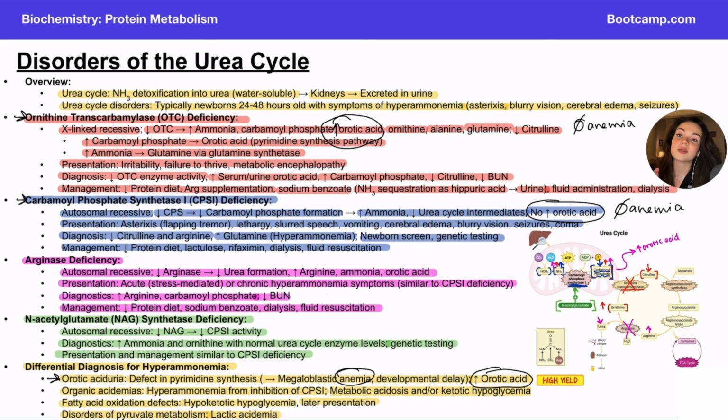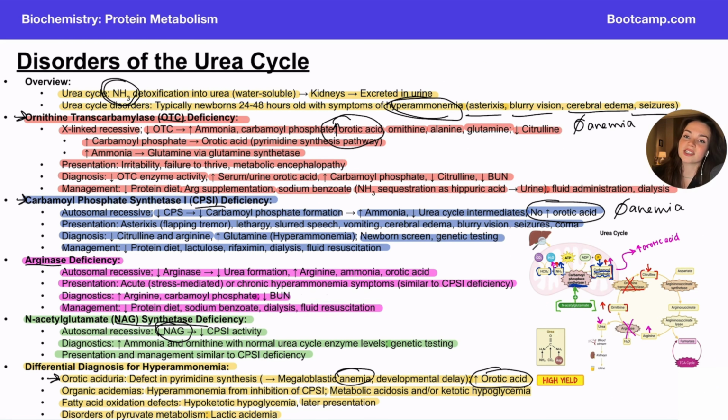So let's wrap it up. We've been talking about disorders of the urea cycle. Remember, the urea cycle was how we detoxified ammonia. So disorders of the urea cycle are going to present with symptoms of hyperammonemia. And there were several different enzymes that could be deficient: OTC, CPS1, arginase, and NAG synthetase, which makes NAG. And these all presented with features of hyperammonemia, so things like asterixis, blurry vision, cerebral edema, seizures. And depending on which enzyme was deficient, you would see an increase in the upstream intermediates and a decrease of the intermediates downstream from the affected enzyme.